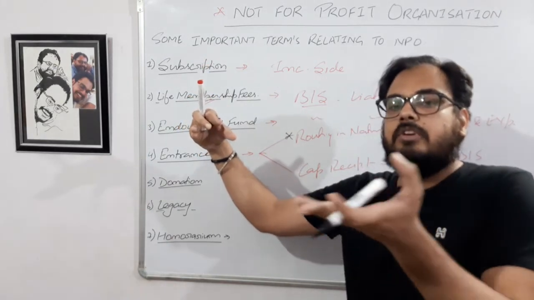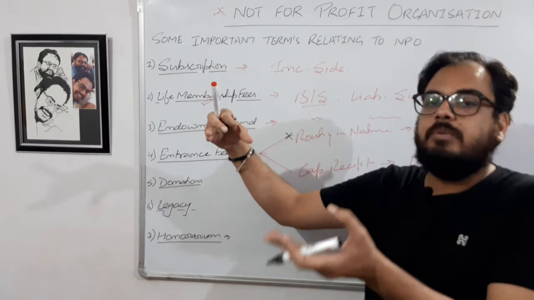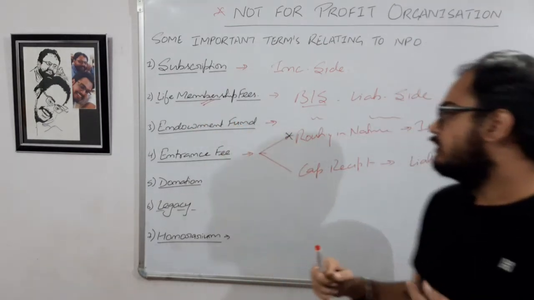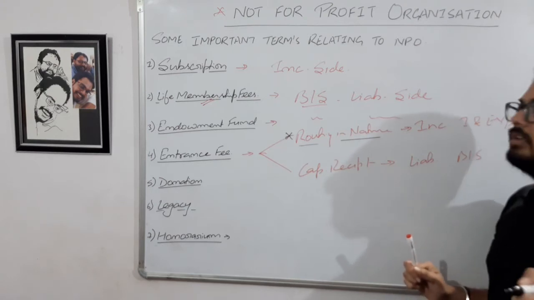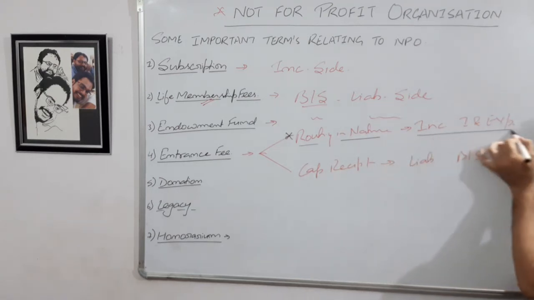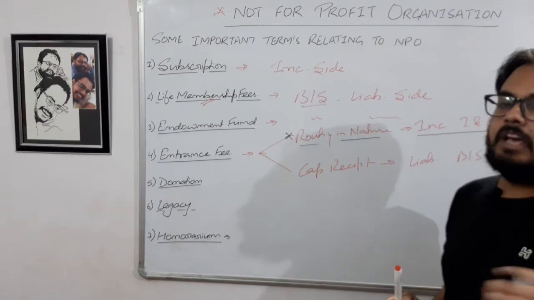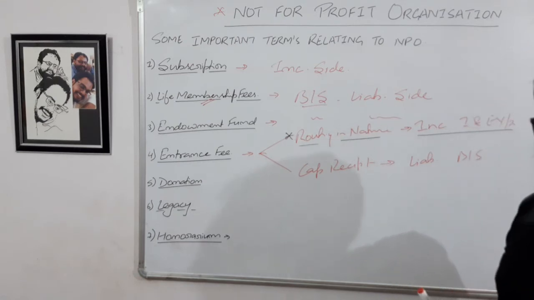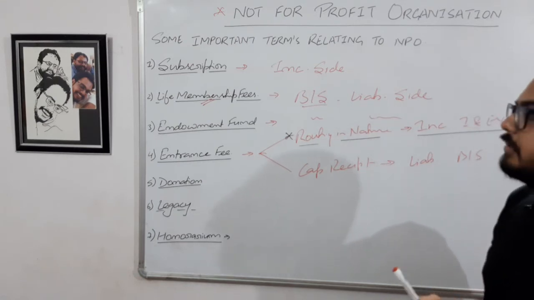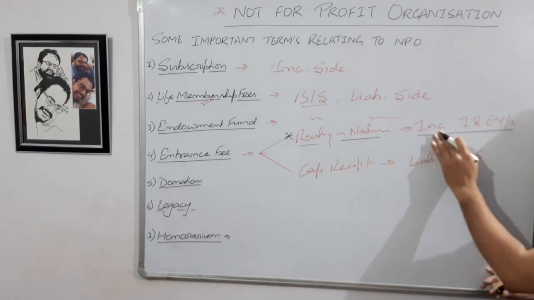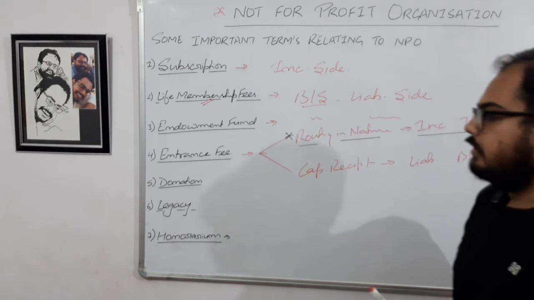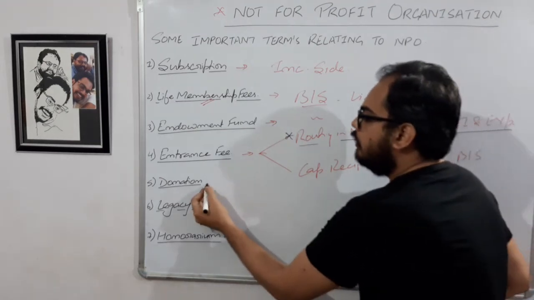Every time a new member registers with the club, at the time of registration, they make the payment of entrance fee to the club. So this is a receipt of routine nature. Since entrance fee from the point of view of the club is a receipt of routine nature, we will show it on the income side of the income and expenditure account. Hopefully this is clear. If nothing is mentioned, we will treat entrance fee as a receipt of routine nature and show it on the income side of the income and expenditure account. Next we'll talk about the donation.